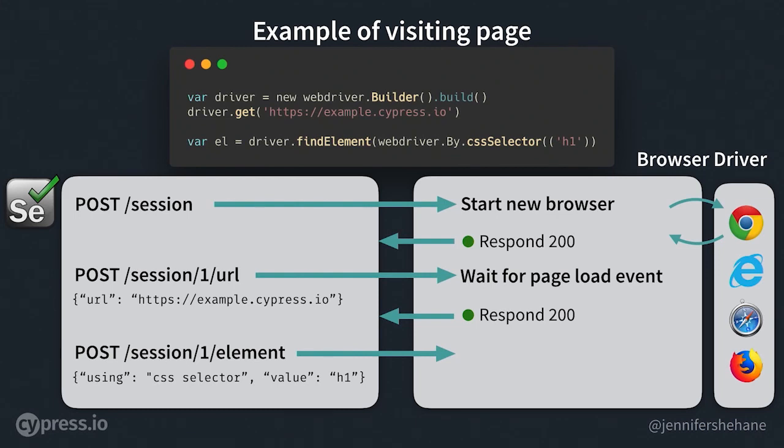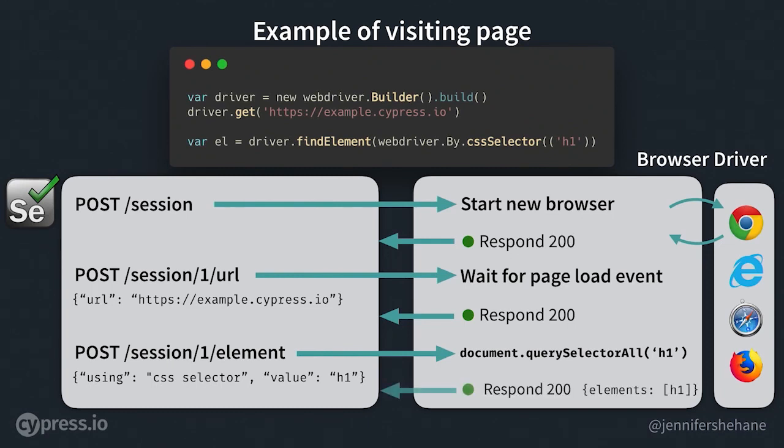The final command initializes a post to the element endpoint with the data needed to find the H1, so this is just a CSS selector. This results in a very simple document.querySelectorAll for our element, and if our element is found, good. This post will respond with this serialized element that it found, so basically a string.